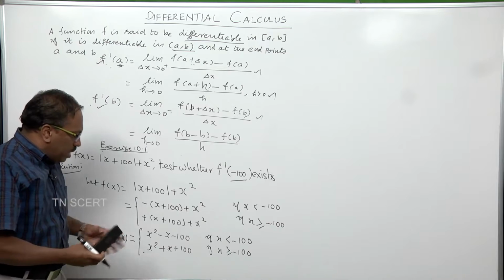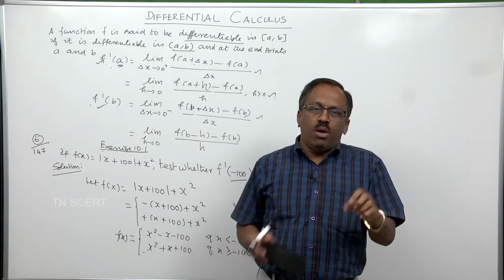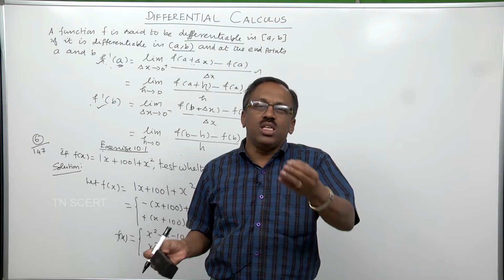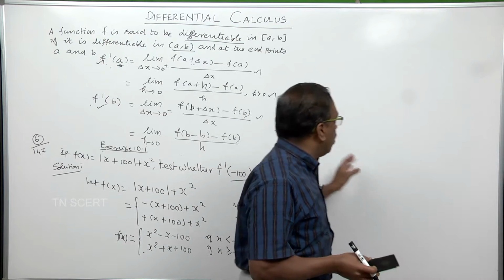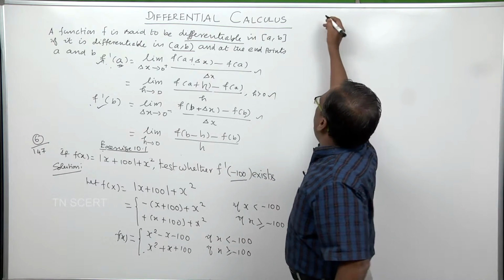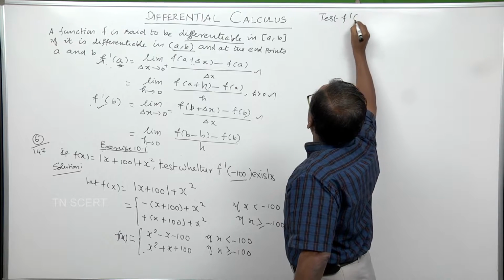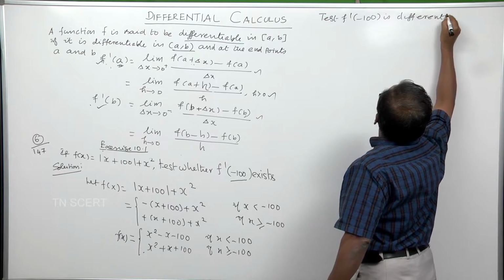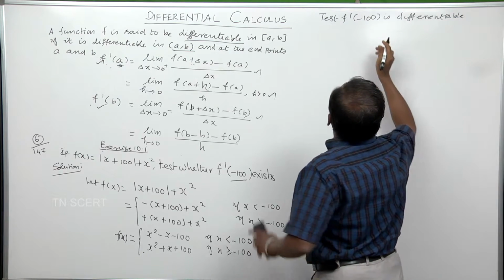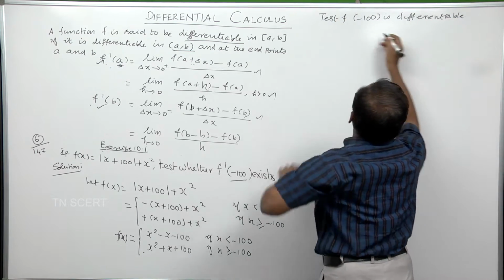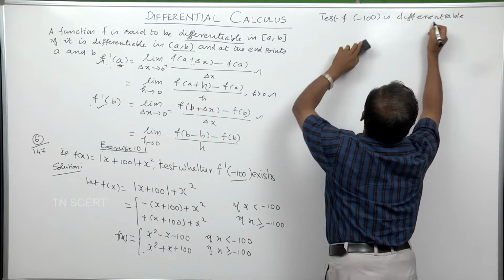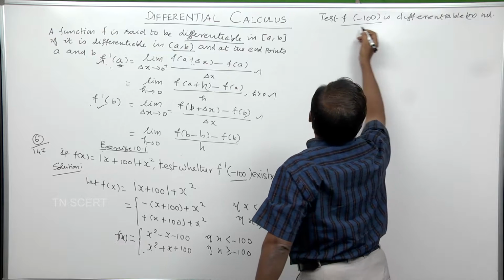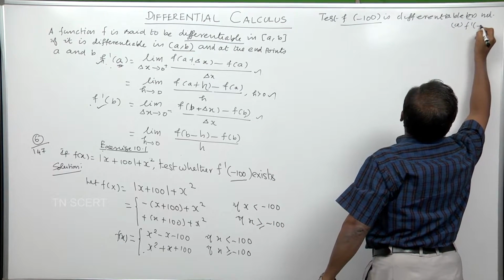The problem is given like this, and for that you have to remove the 'not'. Once the 'not' is removed, it is easy for you to get the solution. Now we are going to test whether f dash of negative 100 is differentiable or not. F of minus 100, that means f dash of minus 100, is what we want to check.